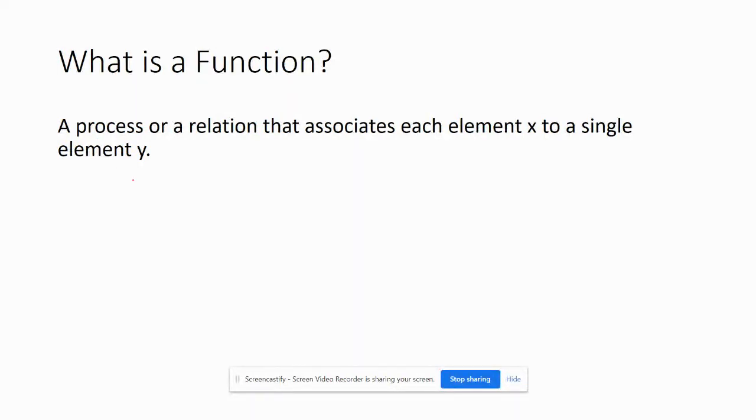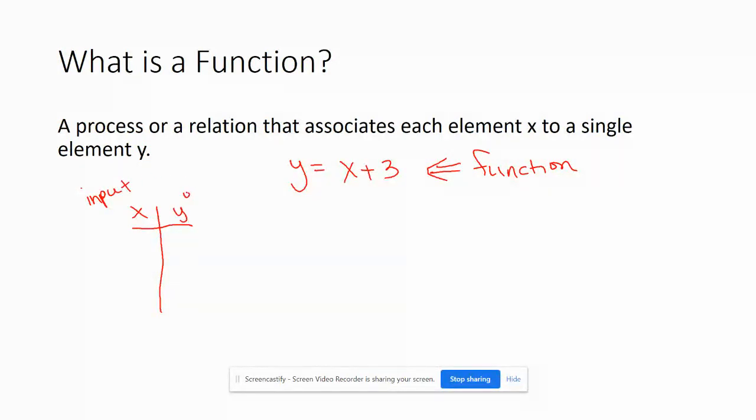So let's say I have a function, y equals x plus 3. This is my function. The definition pretty much says if you have an element x, it goes to the element y. So a function has an input. X is our input, and it should give me a y, which is our output.